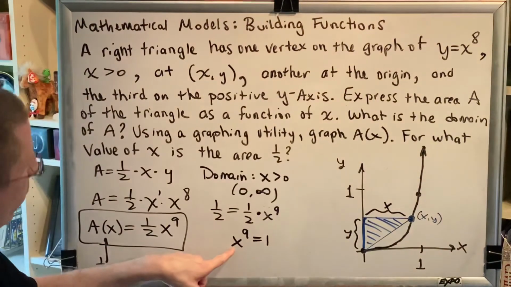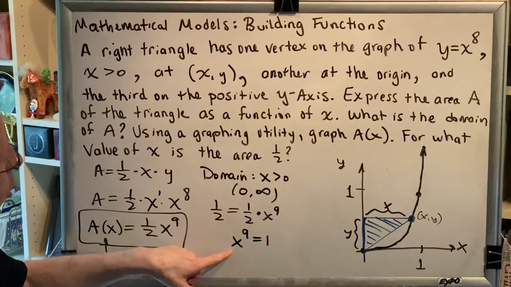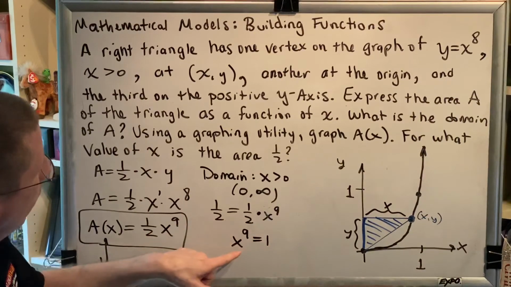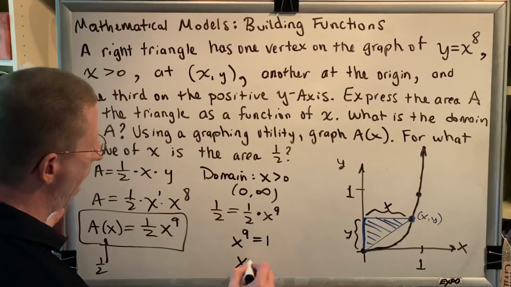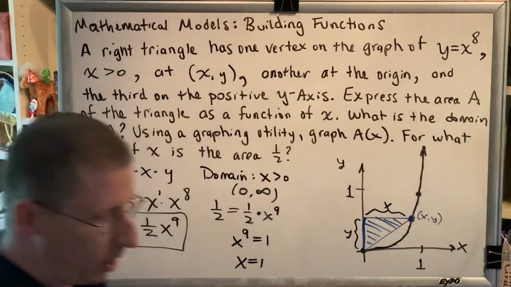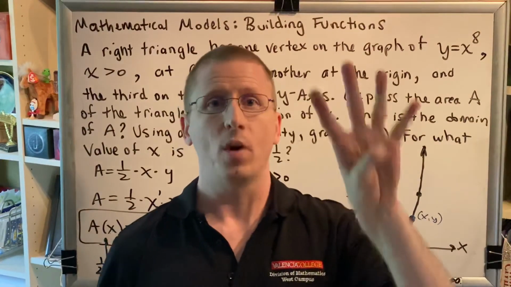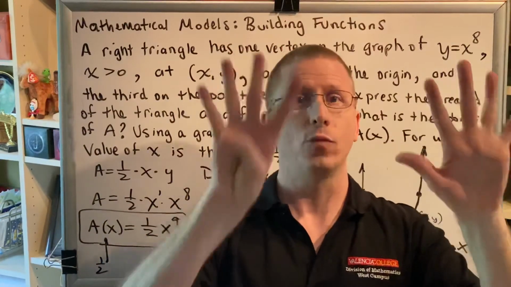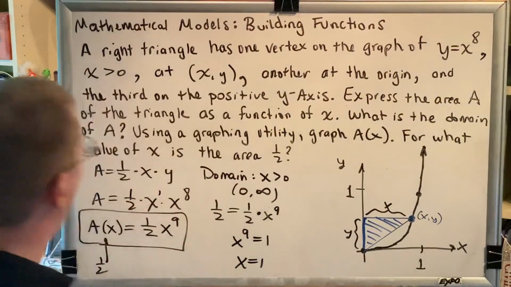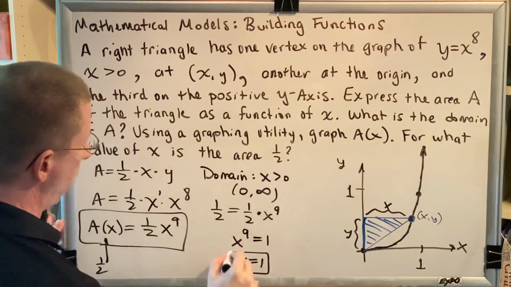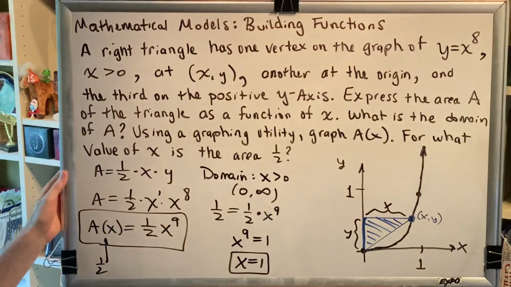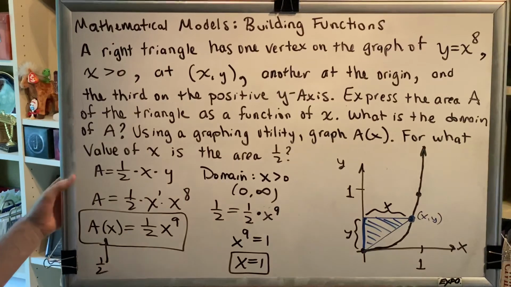Now, the only number that x can be, so that when you raise it to the 9th power gives the result of 1, is 1. So I get x equals 1. If x is 1, you'd have 1 to the 9th power. That would be 1 times 1 times 1 times 1 times 1 times 1 times 1 times 1 times 1. That's 1. So x must be 1, and therefore that is the answer to this last part of the question. All right, and in our next video, we're going to do the Desmos portion of this, and we're going to plot this graph.